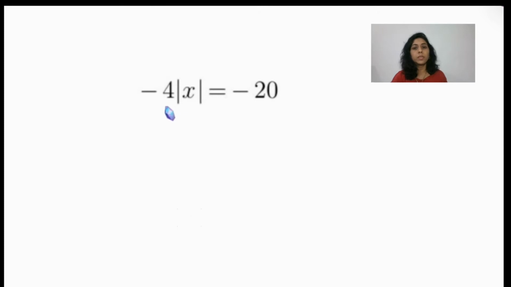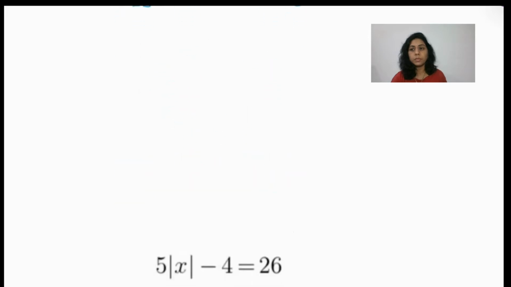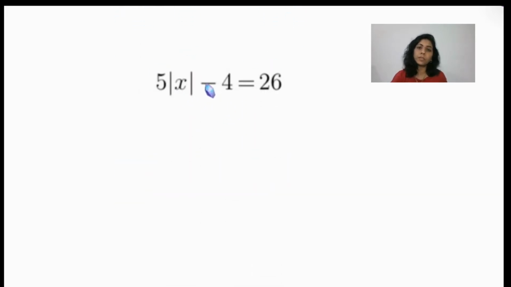Now here, notice it is also not alone, so we have to isolate it, and for this we have to divide by 4, because minus 4 is multiplied with this, so the opposite is divide. Now the absolute value of x equals minus 20 divided by minus 4, which gives 5. And the absolute value can be positive 5 or negative 5. We got two answers. These are very basic questions but very important.